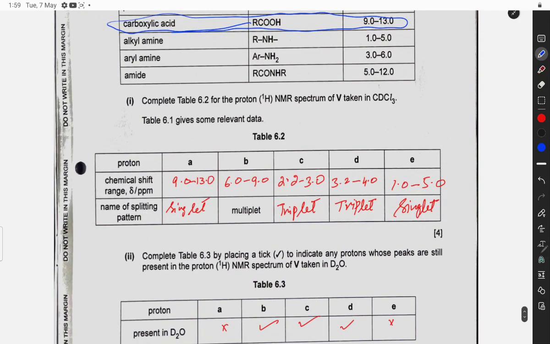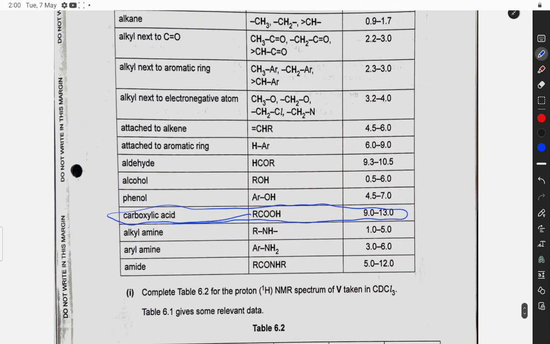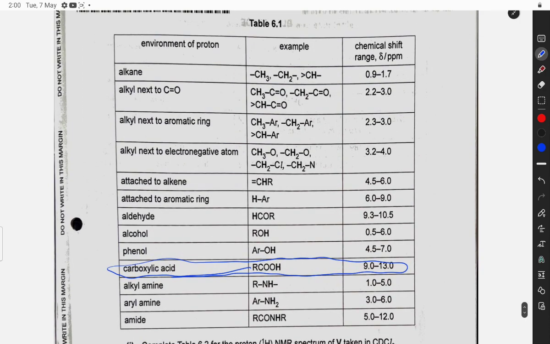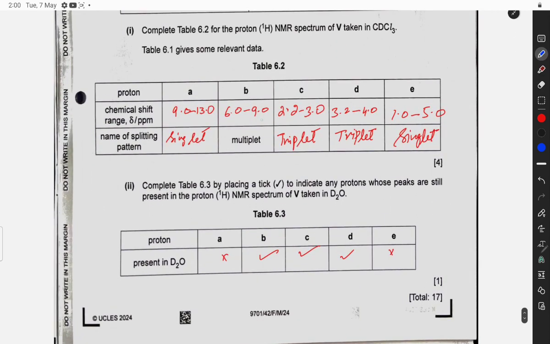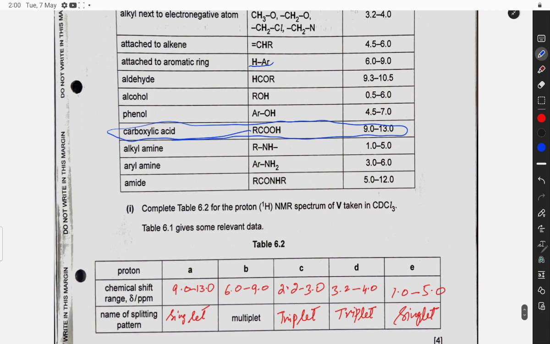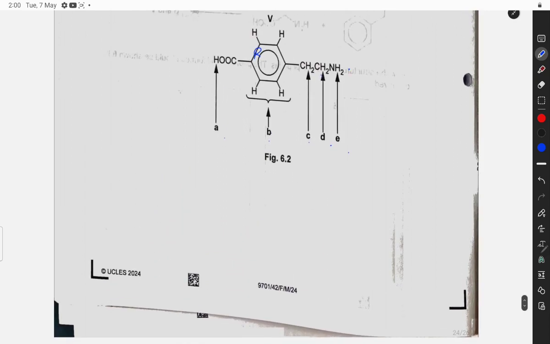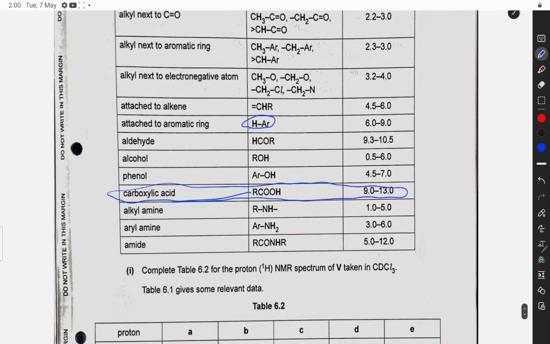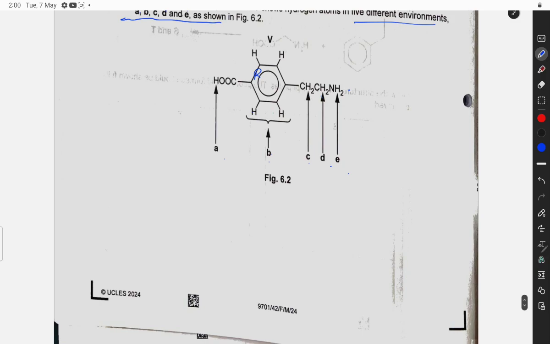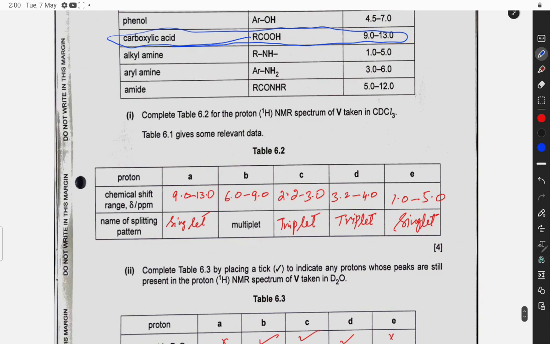So this gives a singlet peak, and 6 to 9 is a multiplet. This is H-Ar, the aryl group. This is the aromatic ring, H with Ar. So this is the B peak, and the B peak is a multiplet. So the H environment is the benzene ring aryl. 6 to 9 is a multiplet.